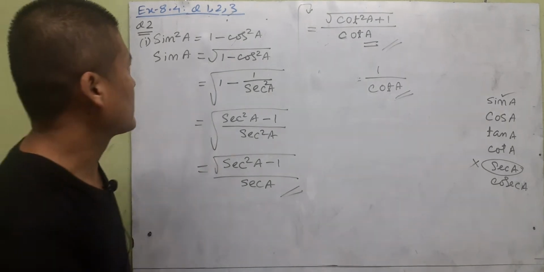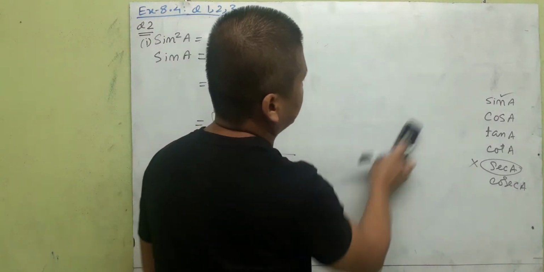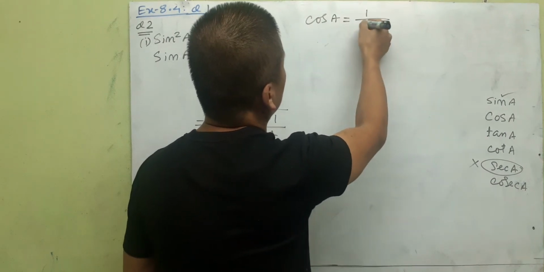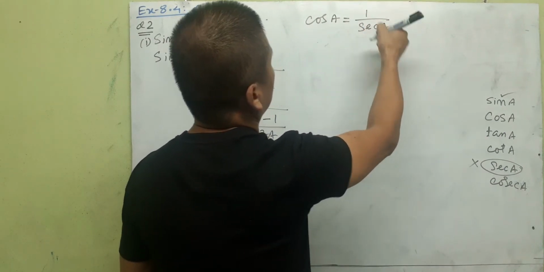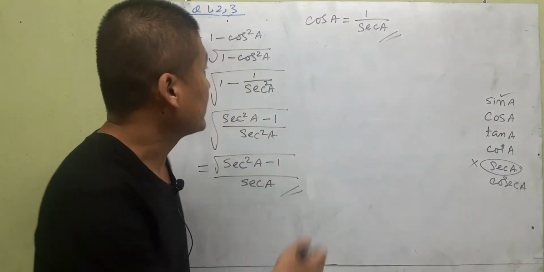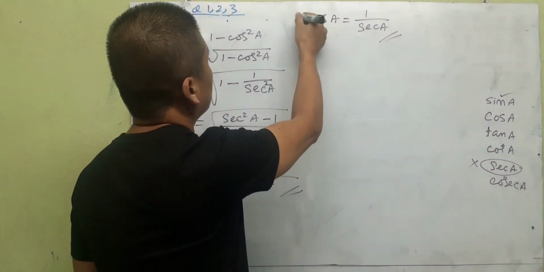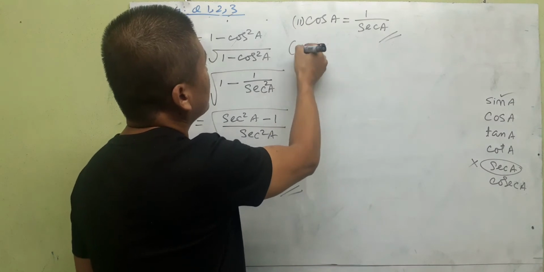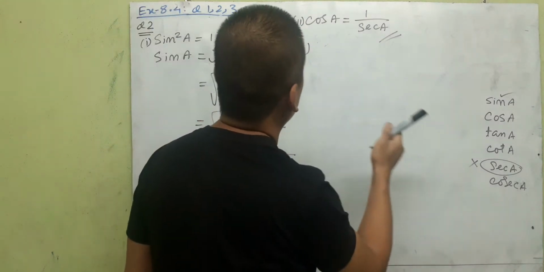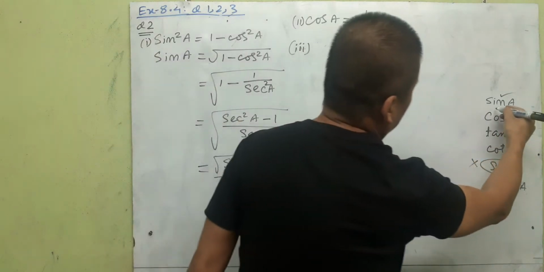Like that, we have to express the next one also in terms of sec. That is cos. Cos A is 1 by sec A. Very direct, very easy. This one is quite easy, right? Then number 2, the third one. The other trigonometric ratios means there will be 5, except sec. So here, the next one is also done.